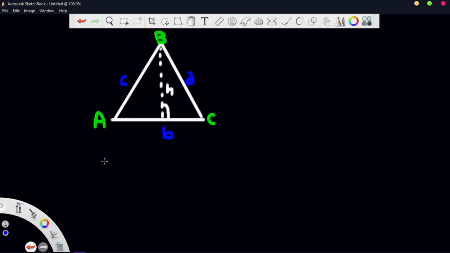Now let's say we want to know what we can do in terms of H. If you have done trigonometry in the past, you know that we can represent this as H over C. Let me just put an angle here. We know that H over C is equal to sine A.